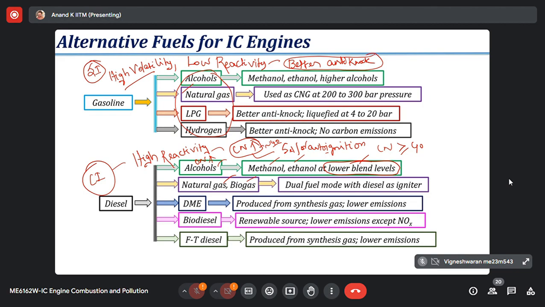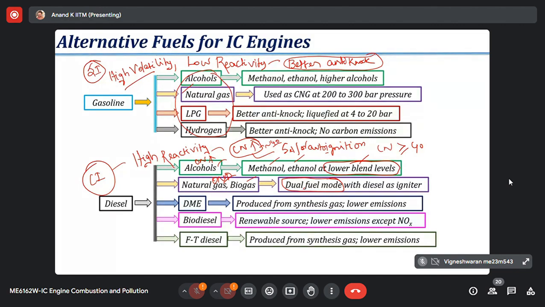Natural gas or biogas, again, these are high octane fuel. They do not have a high cetane number. Then how do we use this fuel in diesel engine? You have to use it in a dual fuel mode. So you cannot use natural gas or biogas alone. You have to use it along with diesel. That's why it is called dual fuel mode. Diesel acts as an igniter. Because diesel is a high cetane fuel, it helps in igniting this fuel.